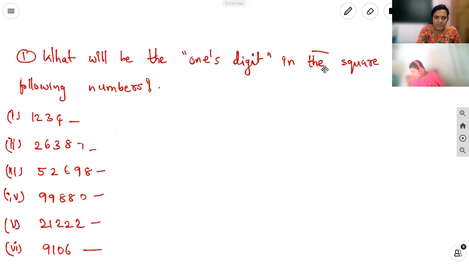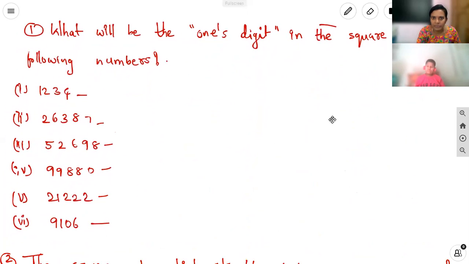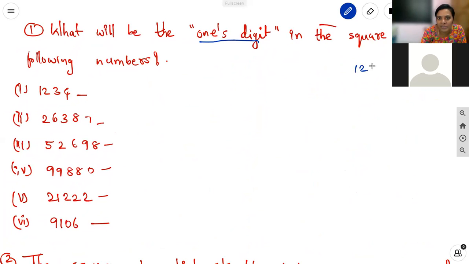Let us discuss some information on how we are getting the ones digit number of the square of the following numbers. See, the question is, what will be the ones digit in the square of the following numbers? The first number is 1234. Square means it's a whole square.